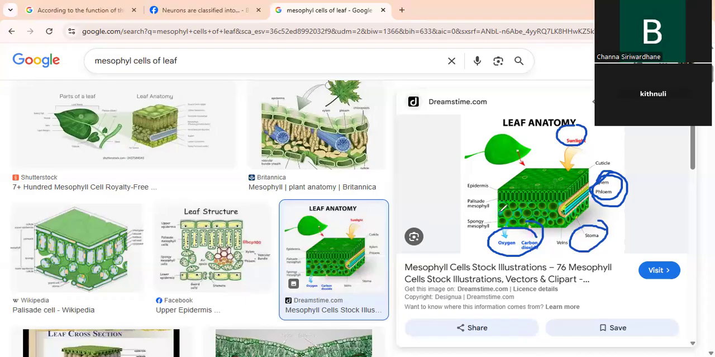Now here you will see some intercellular spaces, especially among the spongy mesophylls. Did you notice it? Here, intercellular spaces.